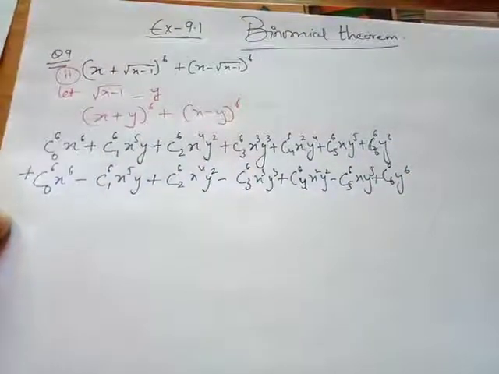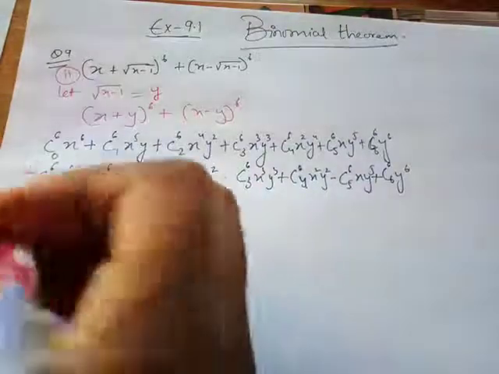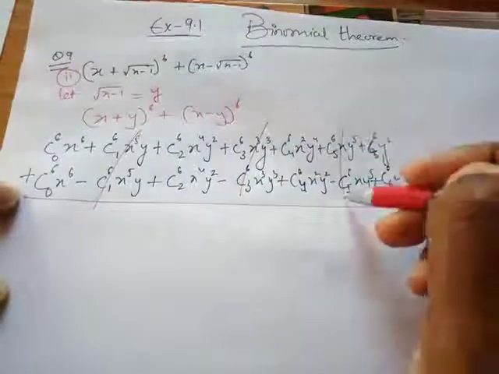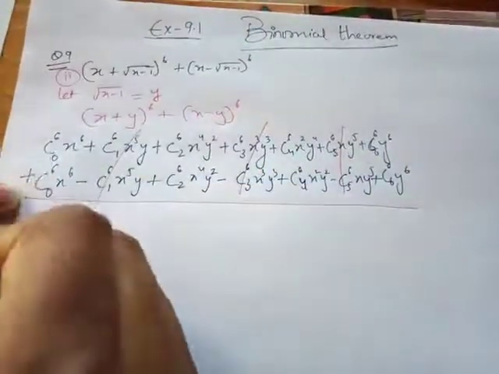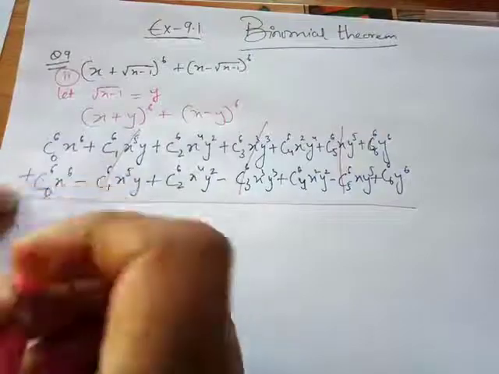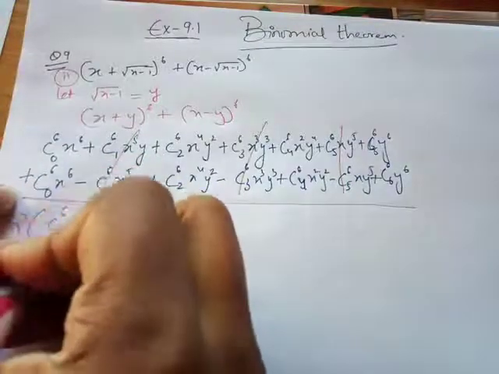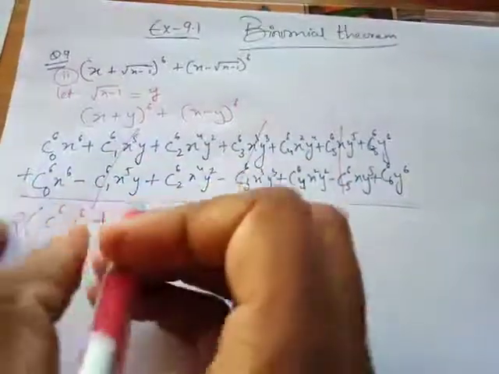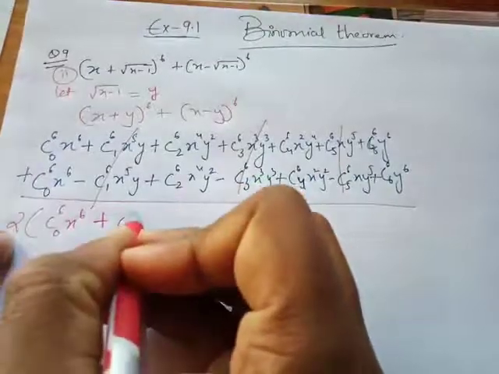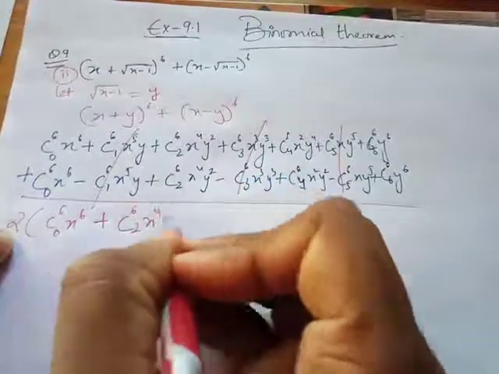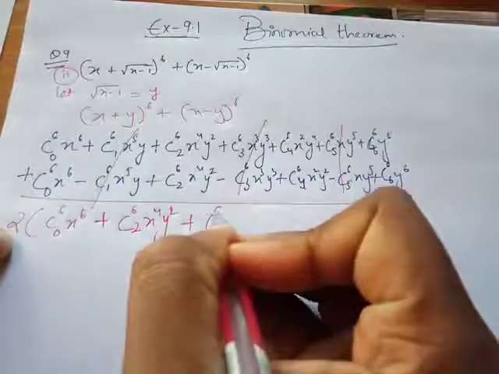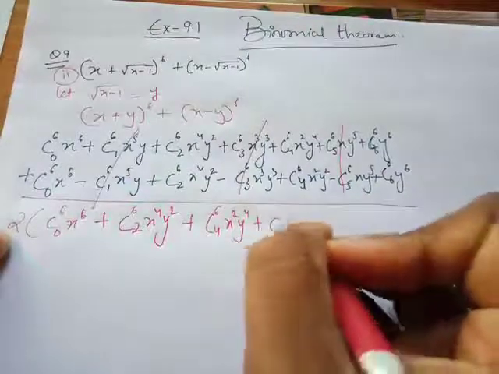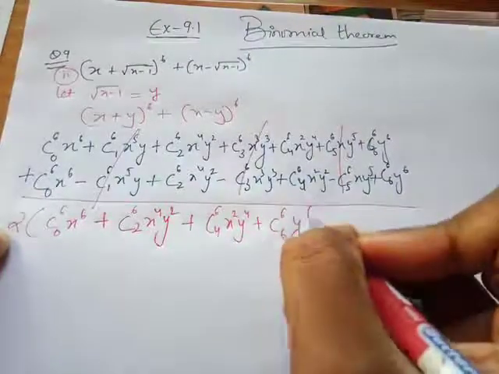Now I'm going to add both of them. When I'm adding both of them, the good thing is that the odd terms will be cancelled out. So what is left is 2 times, taking 2 common outside, C60 x to the power 6 plus C62 x to the power 4 y2 plus C64 x to the power 2 y4 plus C66 y to the power 6.